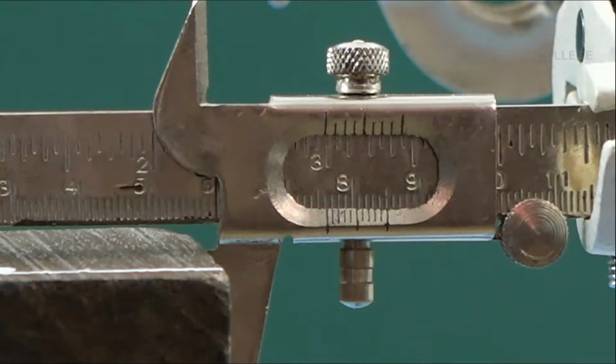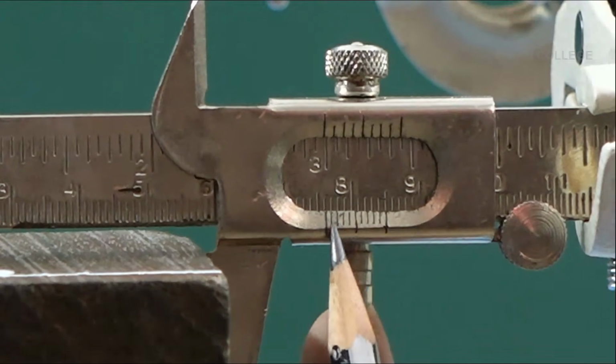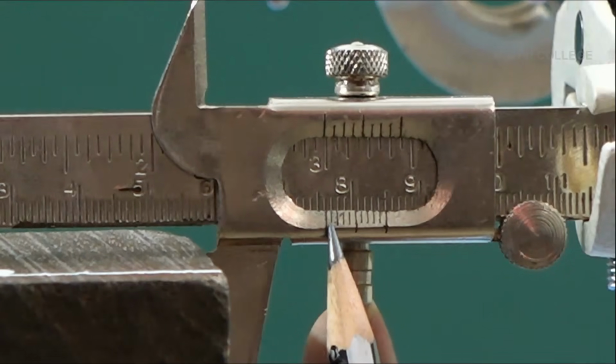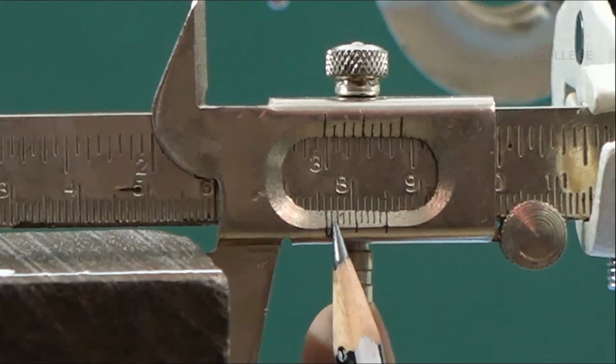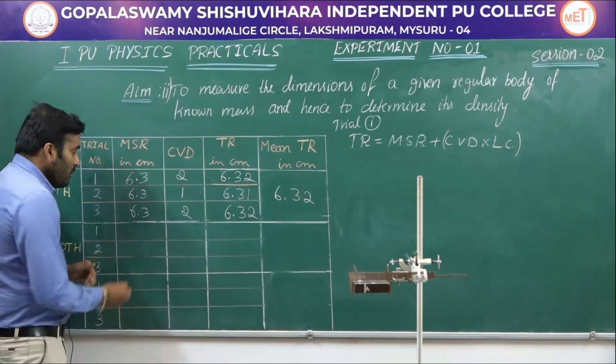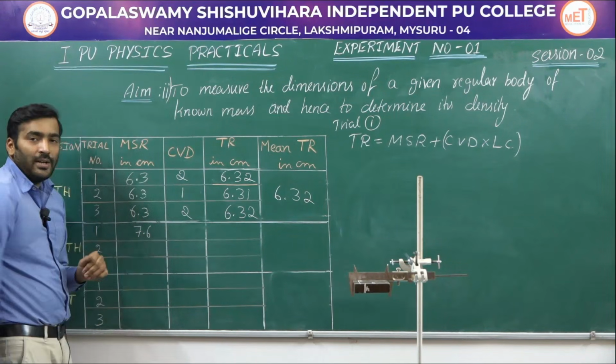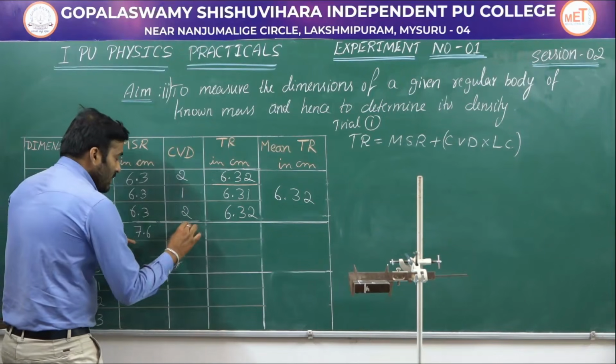Let's find the CVD now. This 0 division is almost near, but the first division is exactly coincided with the main scale. That is why CVD is now considered as 1. Let's tabulate the values now. This is 7.6, and the CVD is 1.